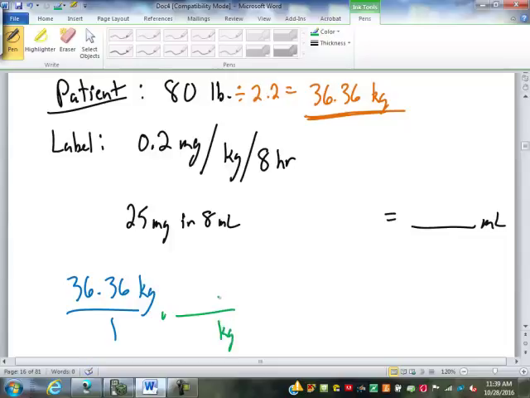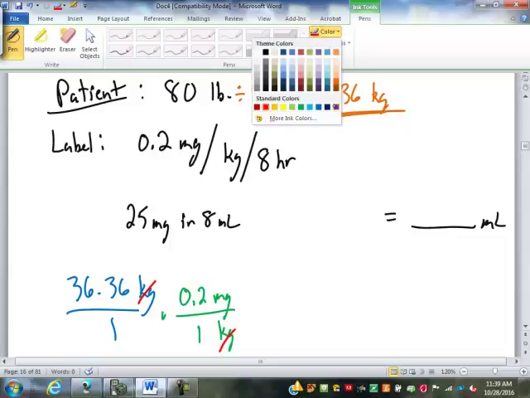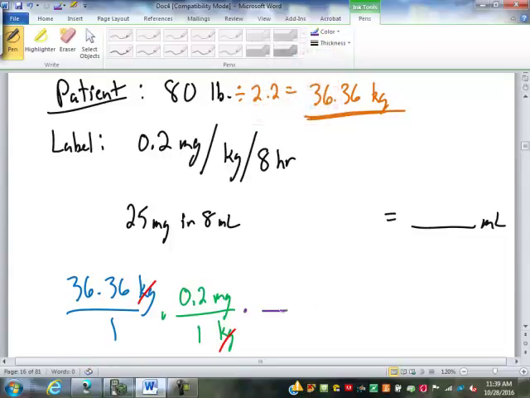Kilograms on bottom, milligrams on top now. It's 0.2 milligrams per 1 kilogram. But we're not going to stop at milligrams. We're going to go to milliliters here. So I can put the next step on, milligrams to milliliters, our relationship, 25 milligrams to 8 milliliters.